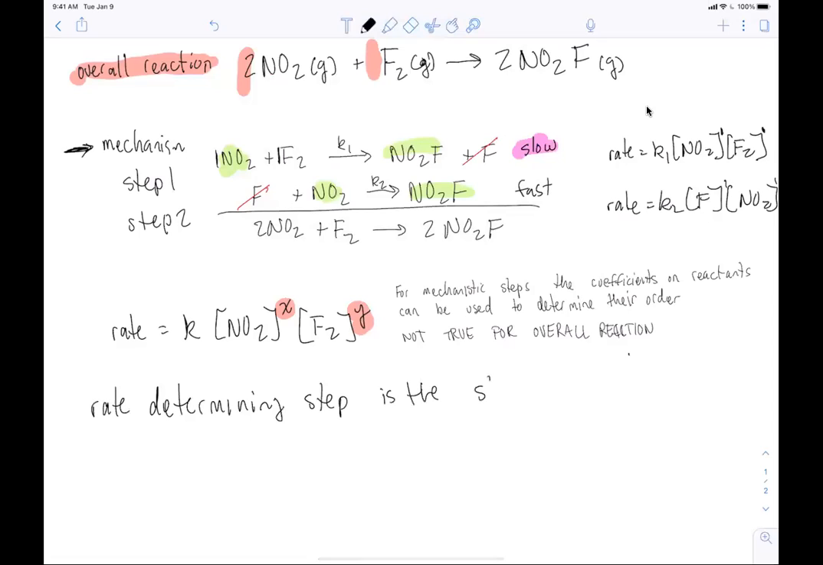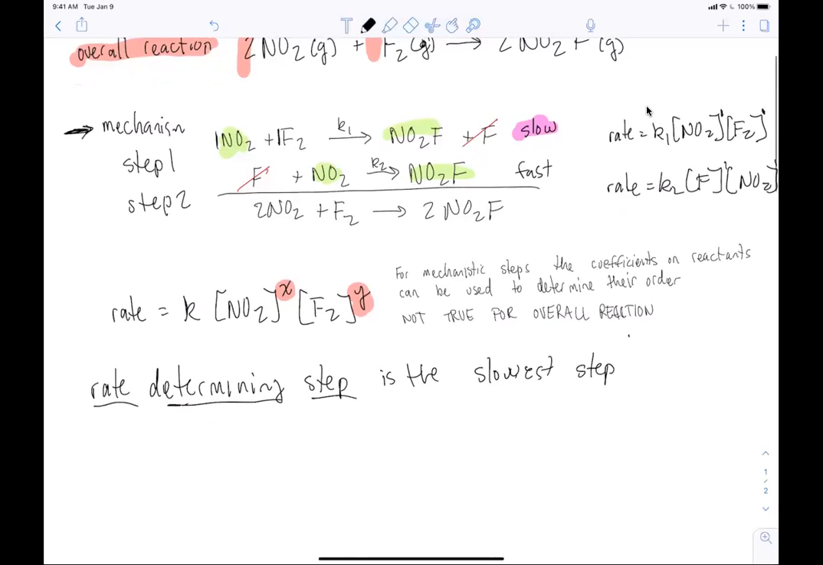The determining step is the slowest step. And as the name implies, the rate determining step will accurately describe the rate law. So the rate determining step is the slowest step, and it describes the rate law. Whatever you observe for the rate law, which tells you the rate of the reaction, is going to be determined by the slowest step in the reaction. So I've got 2 rates here.